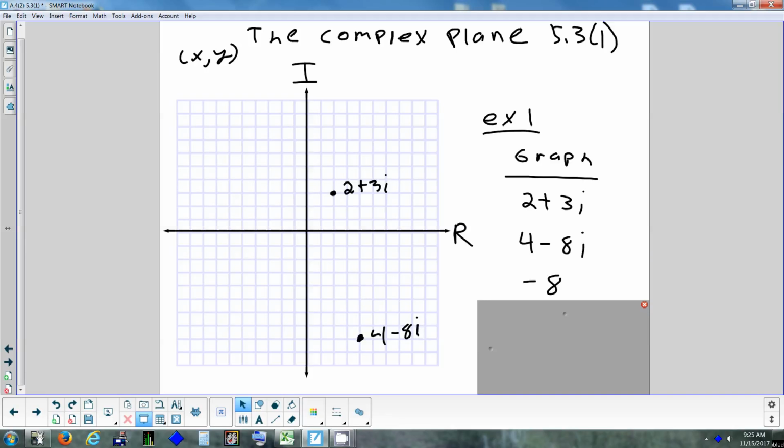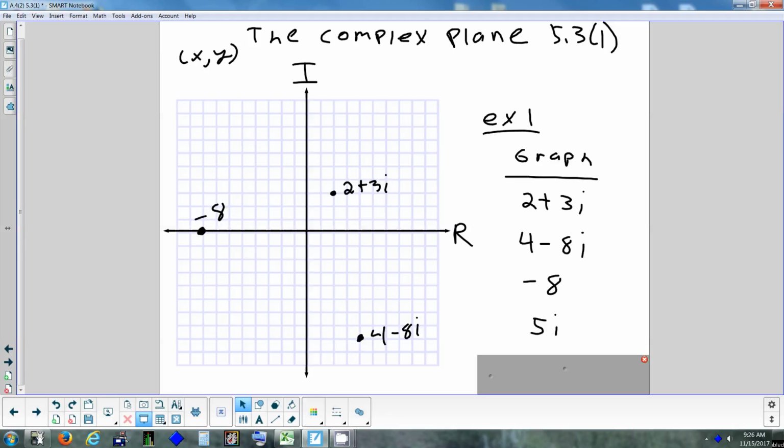Ileana, how about that one? -8. 8 to the left, and then how about up and down? It's right on the axis, right? You think of it as plus 0i. There's no up and down here. So it's like graphing -8, 0.